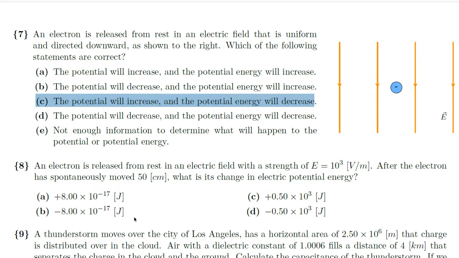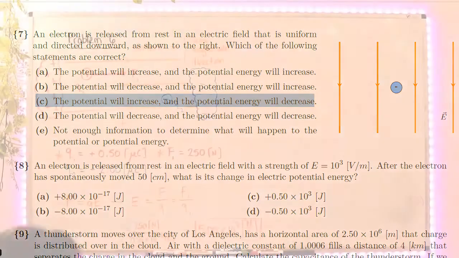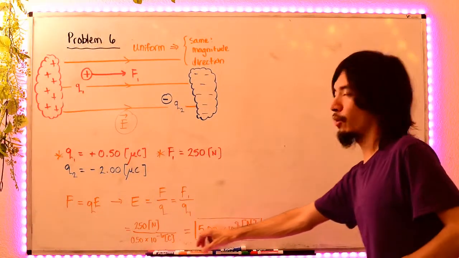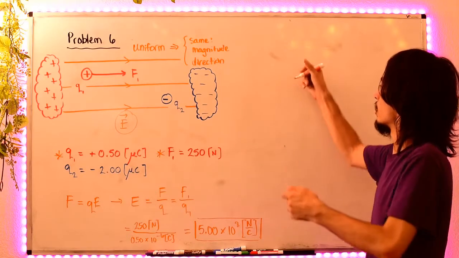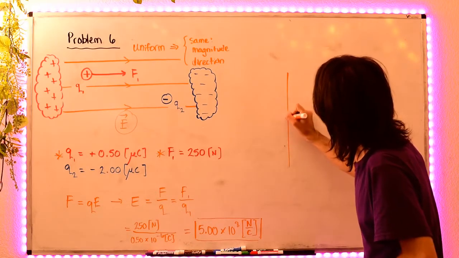I'm going to quickly sketch out a little diagram that shows what's happening. So let me do that real quick just to make sure it's solid. So we know that the electric field points down like this.